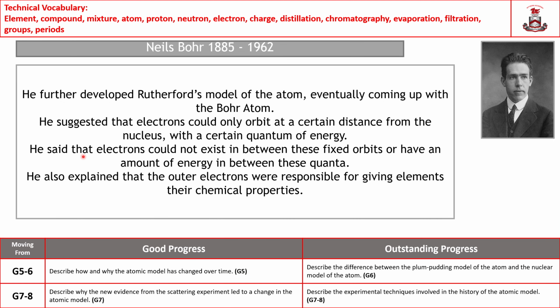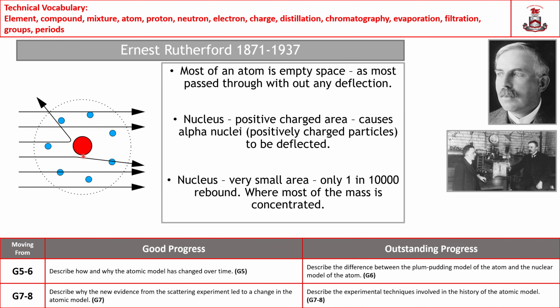Then Niels Bohr comes along. He suggested that the electrons orbit in certain shells. So they weren't just dotted around the outside, they orbited the nucleus at a fixed distance. So then this model, where the electrons were kind of dotted around, changed into the still positive nucleus, but the electrons went around on shells, like this. So the model advanced a little bit.